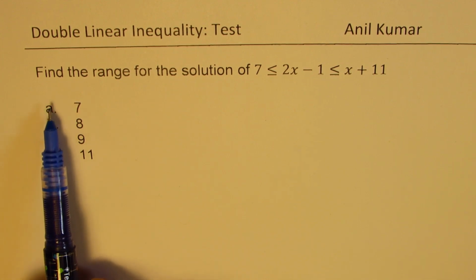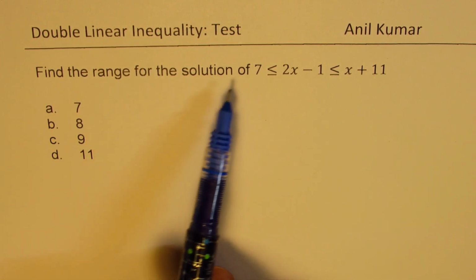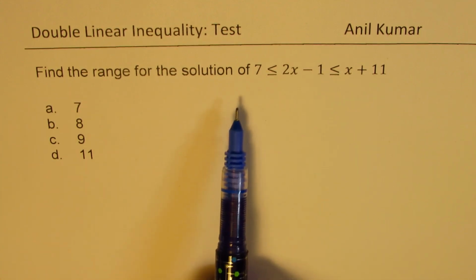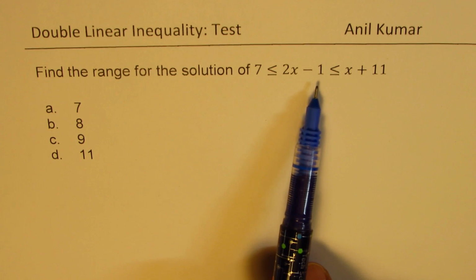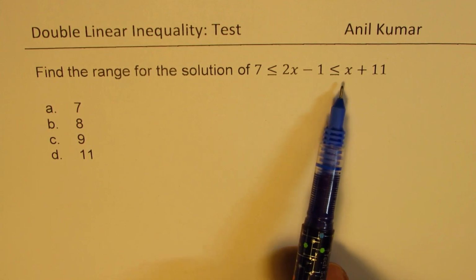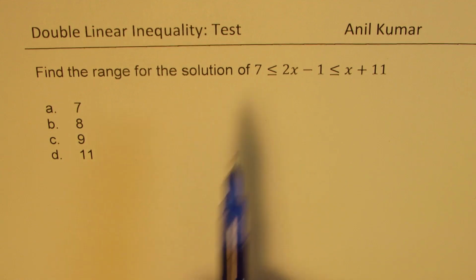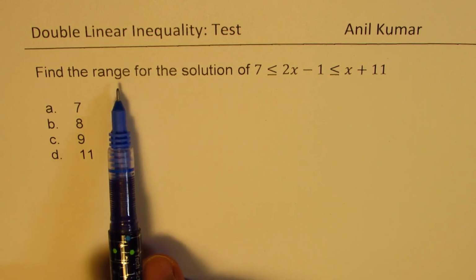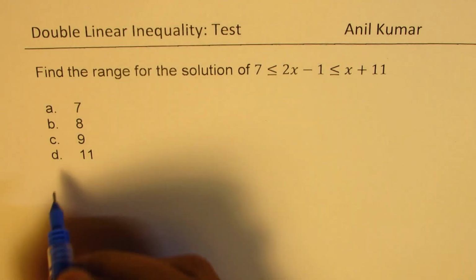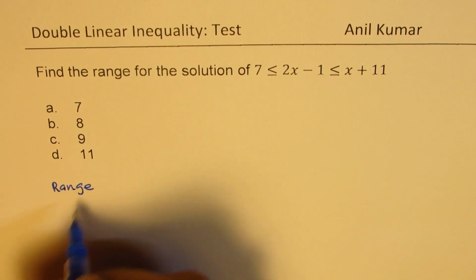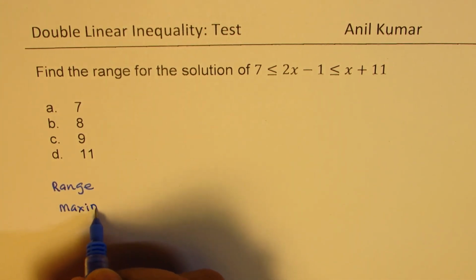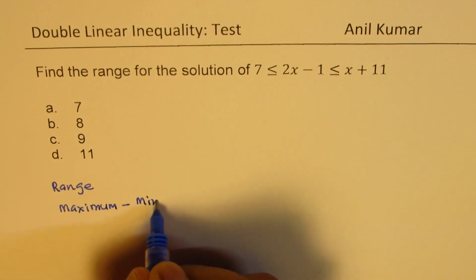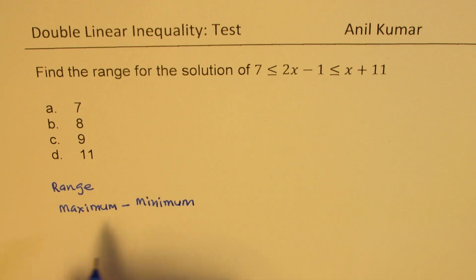The question here is, find the range for the solution of this double inequality, which is 7 is less than or equal to 2x minus 1, and that is less than or equal to x plus 11. Four choices are given to you. When we talk about range, we have to find maximum and minimum value, right? So basically, when we say range, we mean maximum minus minimum, right? So we have to find the upper and lower limits of our solution, and then we get the solution, correct?